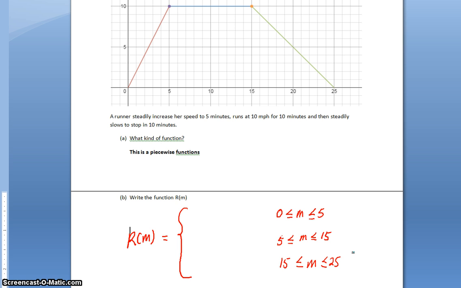Now, even though there's no circle here, you cannot include all of them with a less than or equal sign. At 5 minutes it's either on the first function or the second function. At 15 minutes it's either on the second function or the third function. So you cannot have equal signs on both sides. You can only have one equal sign on one side.